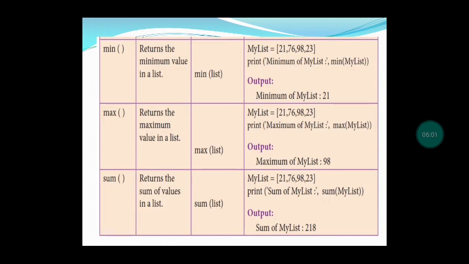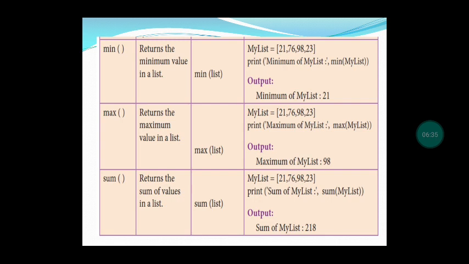By the name itself, you can understand min means it returns the minimum value. The syntax for that one is min of list. See the example. My list equal, it is given as 21, 76, 98 and then 23. And we are going to find the minimum of the given list, that is min of my list. Yes, the minimum of my list is 21. Among these four numbers, 21 is the minimum number. So we got the output 21.